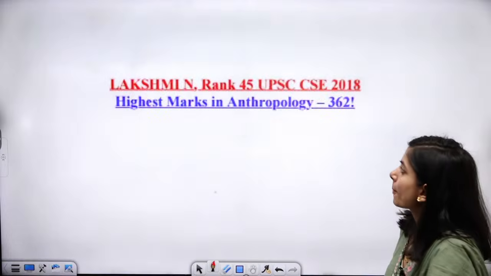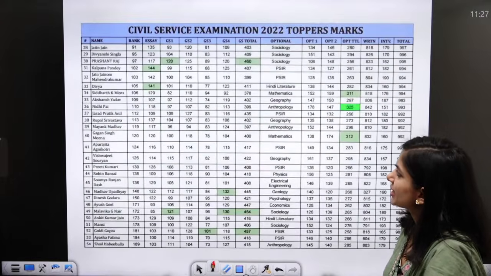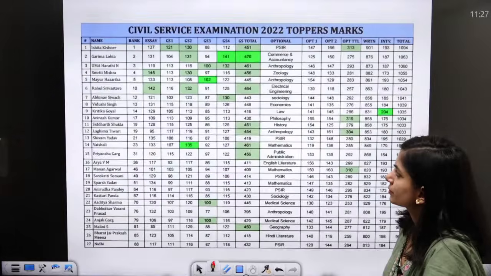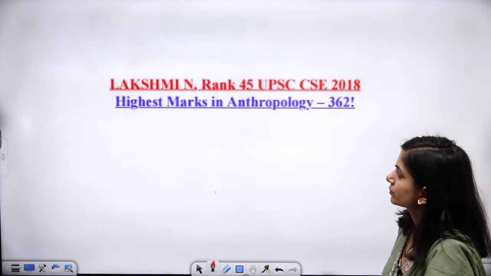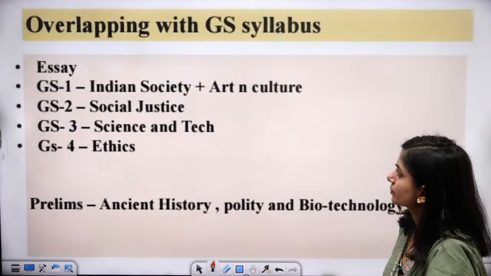Okay, now again let me tell you the basic composition. Let me provide you the basic composition. So here you can understand easily.